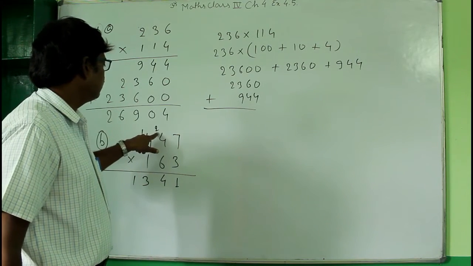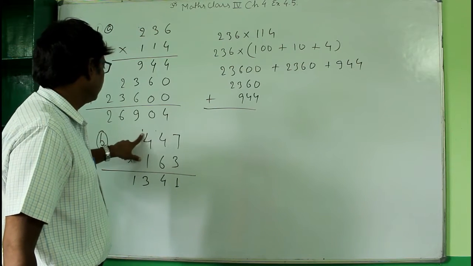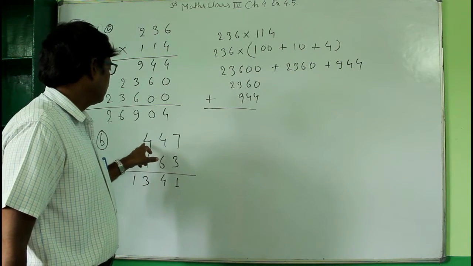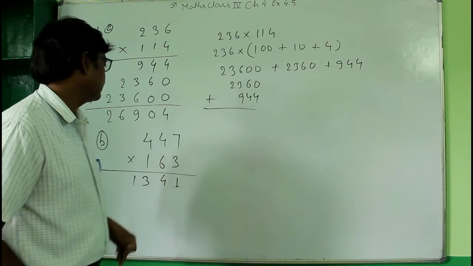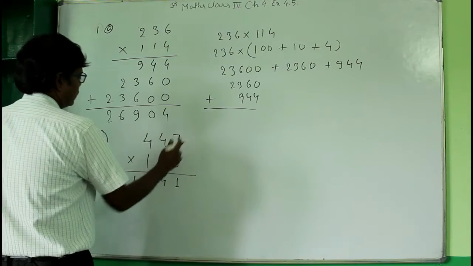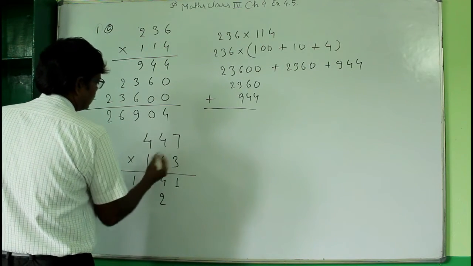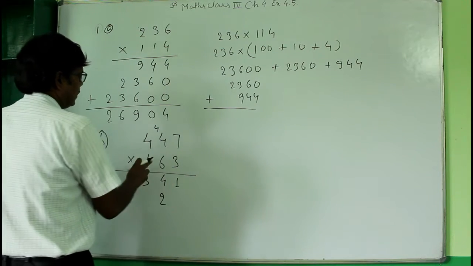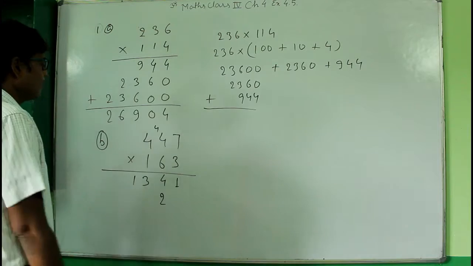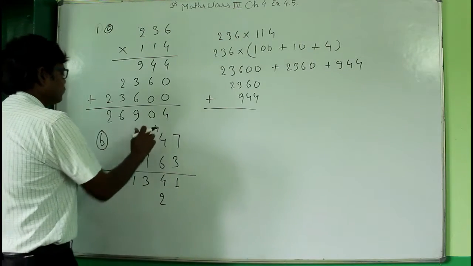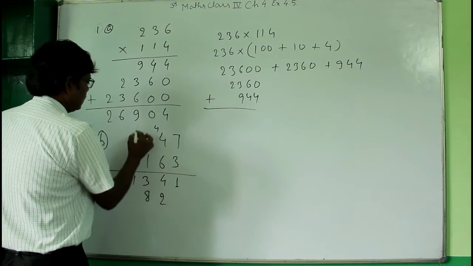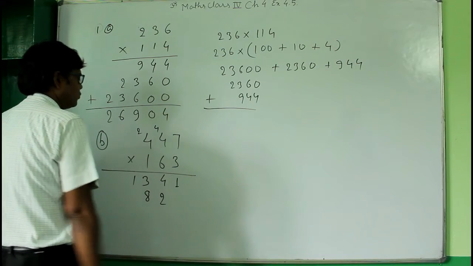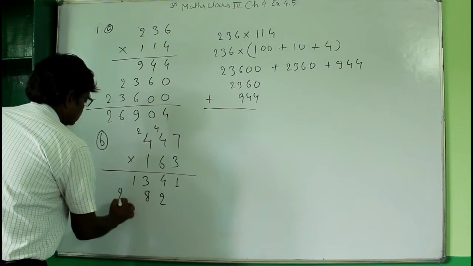Now these numbers will not be useful now. Just remove this number. Now we will multiply 447 with 6. Okay. So 6 7s are 42. Then write here 2 and then carry 4 here. Then 6 4s are 24 and 24 plus 4 will be 28. Then write here 8 and then carry 2 here. 6 4s are 24 plus 2 will be 26.